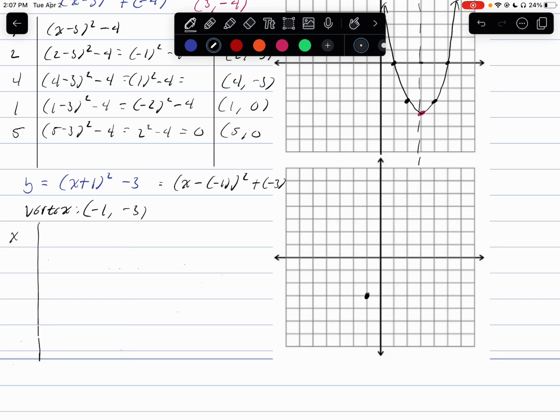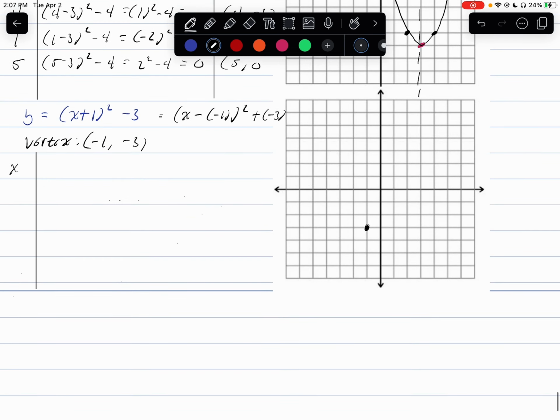Not sure what's going on here. Pencil is not working. Okay, so we're having some technical difficulties. Let me plug in my pencil. Okay, hopefully that did it. Okay, I am not sure what's going on here. Let's try this again.